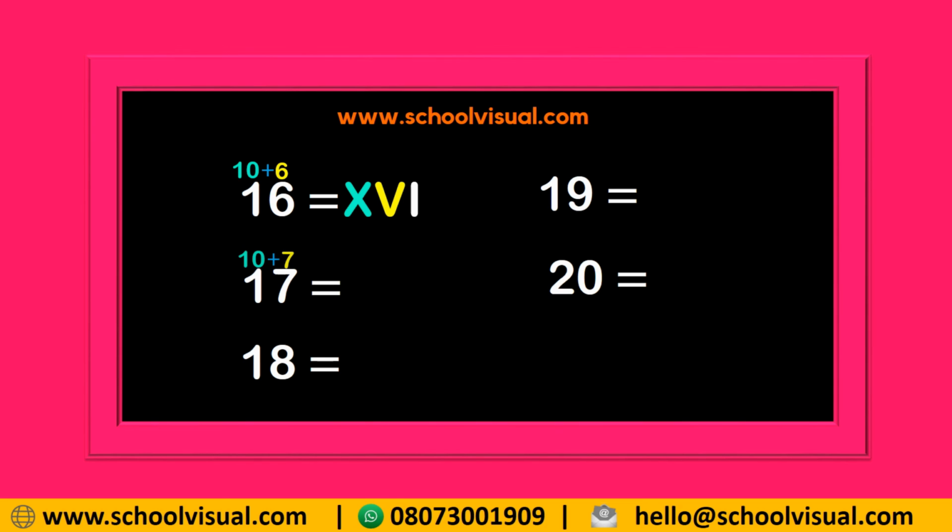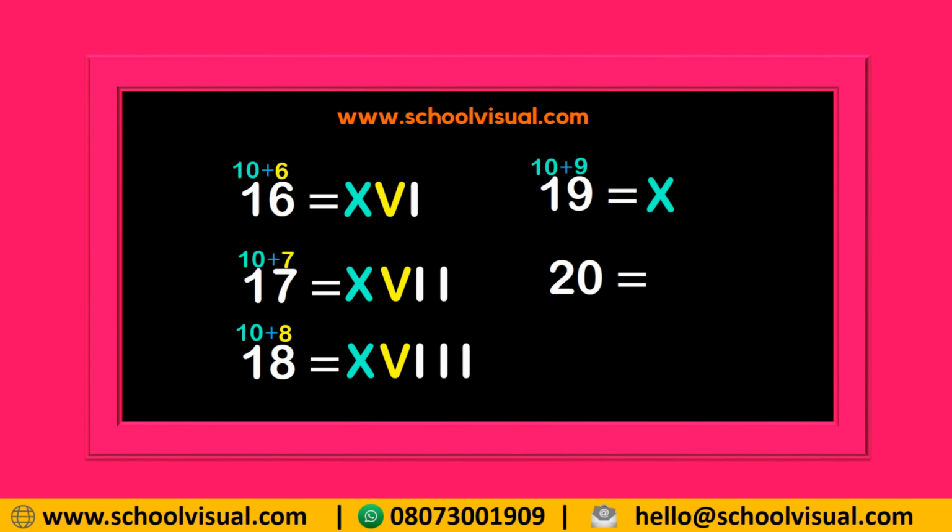17 is 10 plus 7. So how do we write that? This is 10. Then 7. 7 is 5 plus 2, right? 5 and 2. How do we write 18? 18 is 10 plus 8. So 10 and 8. How do we write 19? 19 is 10 plus 9. This is 10, then 9.